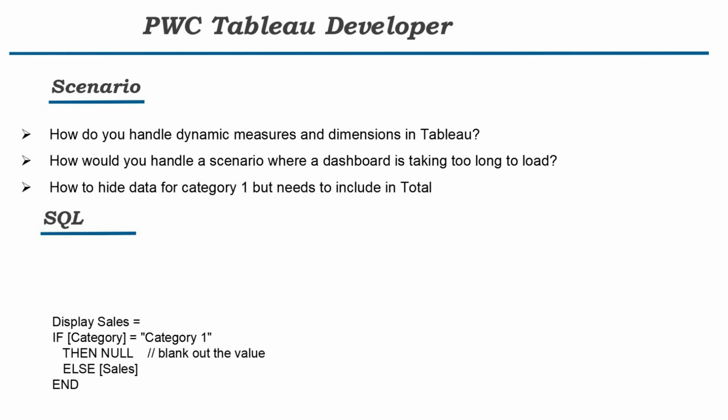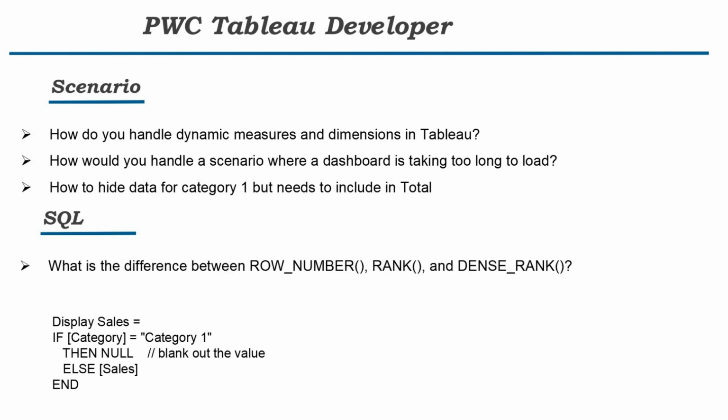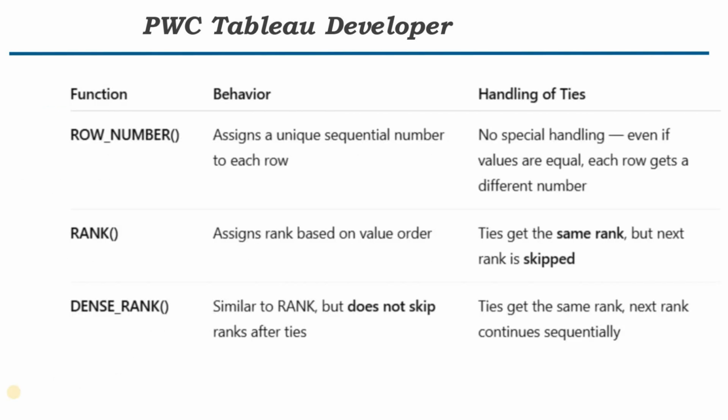Okay, now let's move to the SQL questions. What's the difference between ROW_NUMBER, RANK, and DENSE_RANK? You can refer to this table to differentiate between them. ROW_NUMBER basically assigns a unique sequential number to each row. No special handling: if there is a tie between values, it will assign a unique number to each one of the values. Okay, RANK will assign the rank based on the value order. If two values have the same rank, then the next rank will be skipped. Okay, DENSE_RANK is similar to RANK but doesn't skip the rank after ties.